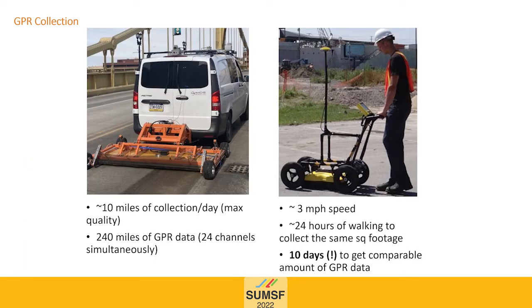There is more and more demand for this type of work, especially in the roadways. And if it's in a roadway where we want to be safe, fast and efficient in collection, and we don't have to worry too much about access and space, for example, like in a bike lane or a sidewalk, then we can see the amount of data we can collect quickly. With our system, on a slow day, conservatively, we can collect about 10 miles of data, and that's with our quality parameters maxed out. With 24 channels, that's 240 miles of GPR data.